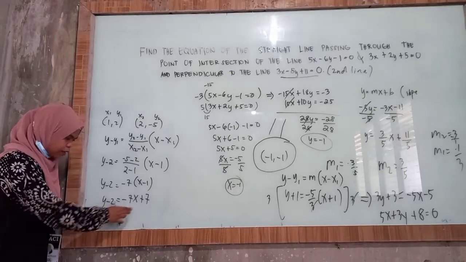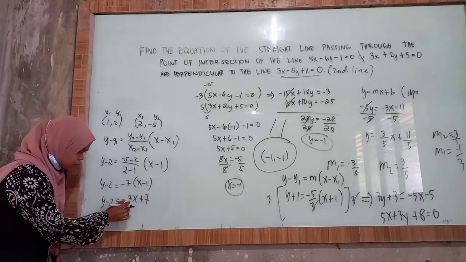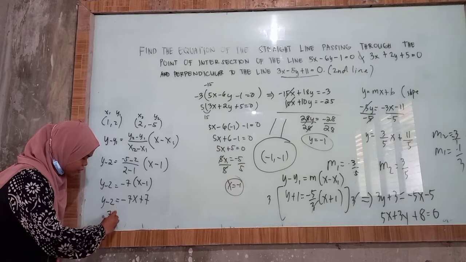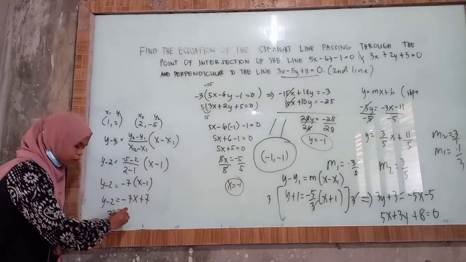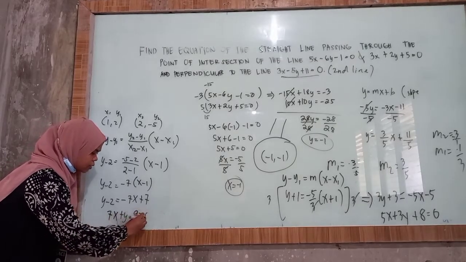So, para maging standard form, you can transpose this as negative 7x, so ang resulta ay 7x plus y. Negative 2 minus 7 ay negative 9 is equal to 0.